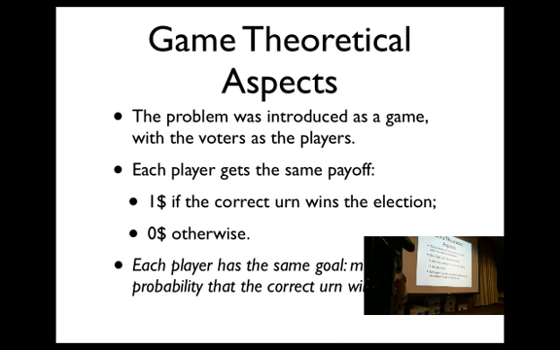So the problem, again, as I told you, was introduced in the political science literature, and they didn't phrase it as I did, as some type of combinatorial problem. It was actually a game, and the voters were the players. And the thing is, in this game, every voter got the same payoff. So we all get $1 each if the correct term wins the election, and $0 otherwise. So basically, every player really had the same goal, which was maximizing the probability that the right term, the right candidate, won the election, and therefore, many of the issues you usually deal with when you study game theory disappear.